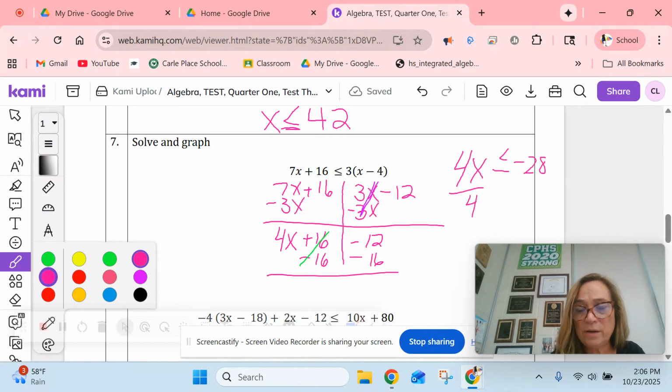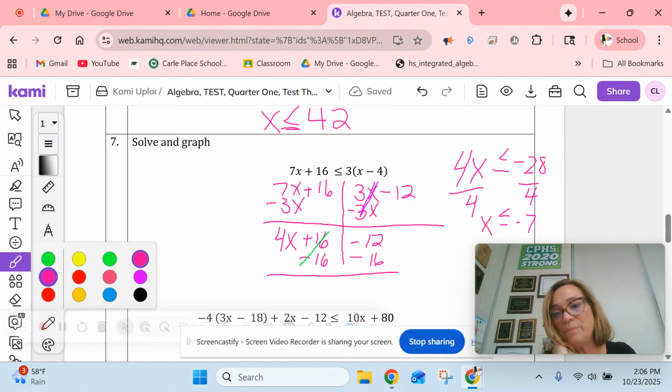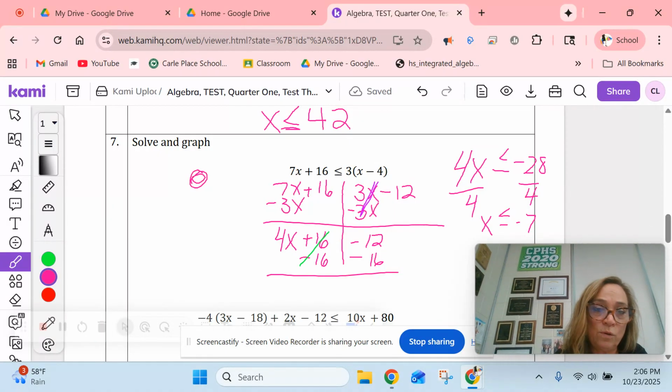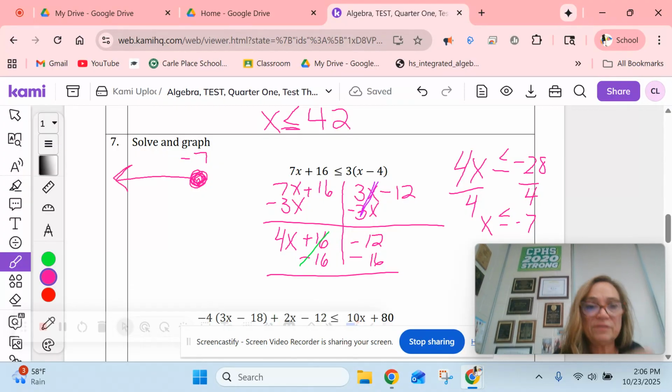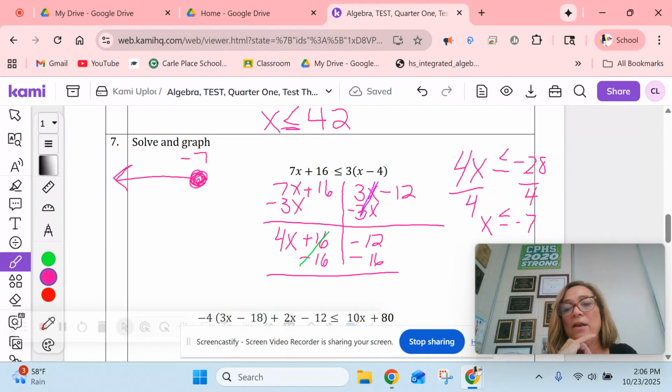Divide by 4, divide by 4. x is less than or equal to negative 7. Notice I didn't flip the inequality symbol because the 4 is positive, so that would not be a flip. So that's going to be a closed circle at negative 7, and it's going to go to the left. And again, when you do this on the test, there's going to be number lines drawn for you.